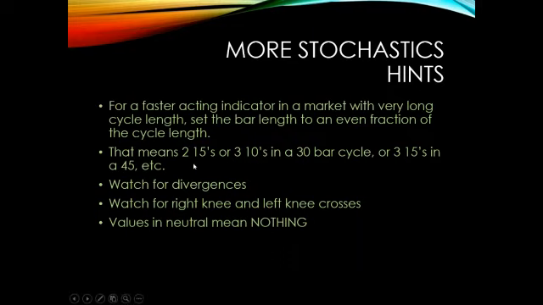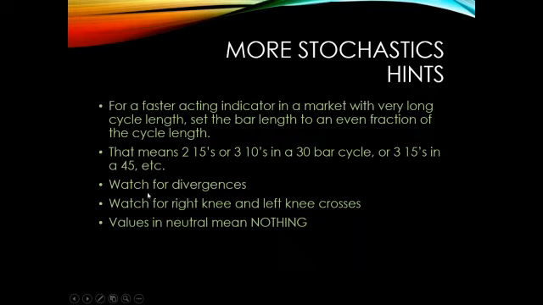That means in a 30-bar cycle, you could have 2 15 bars or 3 10 bars. In a 45, you might have 3 15s. The point is you want them to be evenly divisible so that on the main count that you've already figured, they're still bottoming or topping at that area.